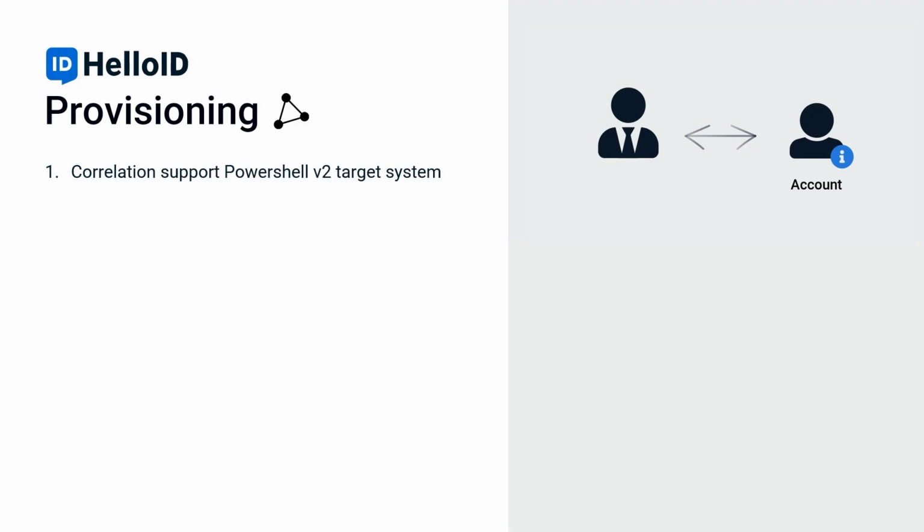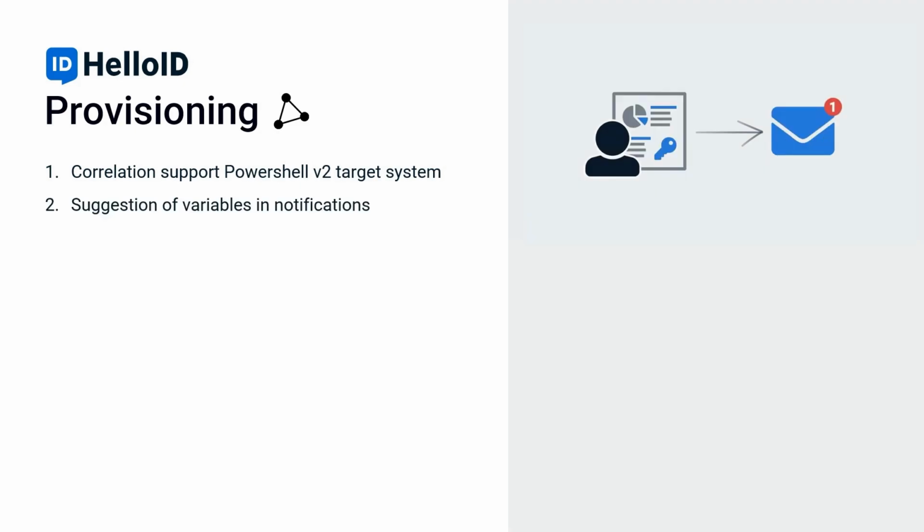Correlation means that if you have an already existing account in the target system and the person field value matches the account field value, then we should not create a new account, but we should correlate the existing accounts and update them. We support this with the correlation for the PowerShell v2 functionality. It is important to know that the PowerShell v2 target system is currently still in beta and should not be used in production environments. If you want to test and check out what we currently have in the PowerShell v2 target system, you can contact the local support department and we'll enable it for your portal.